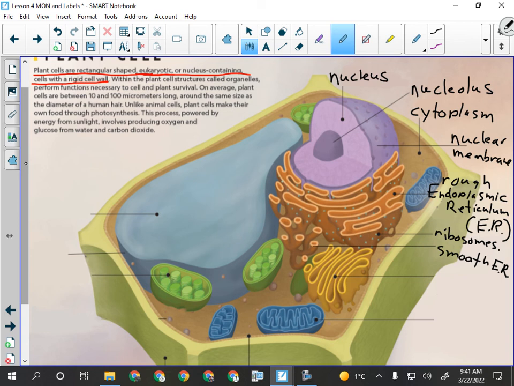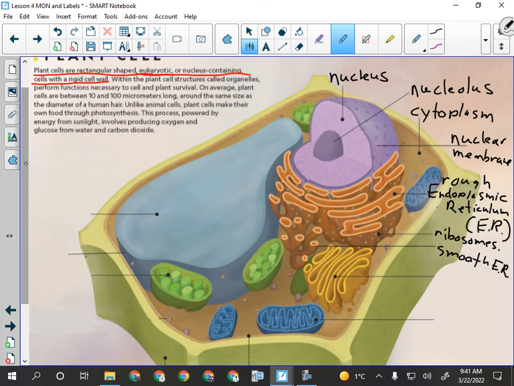Something very few diagrams do well, including this one, is show just how much smooth ER there actually is. It fills up a lot of the cell. It doesn't show that here because it's hard to show just how much of it there is without obliterating everything else in the diagram. But your smooth ER, second to the nucleus, is probably the most important organelle. It has many, many jobs.